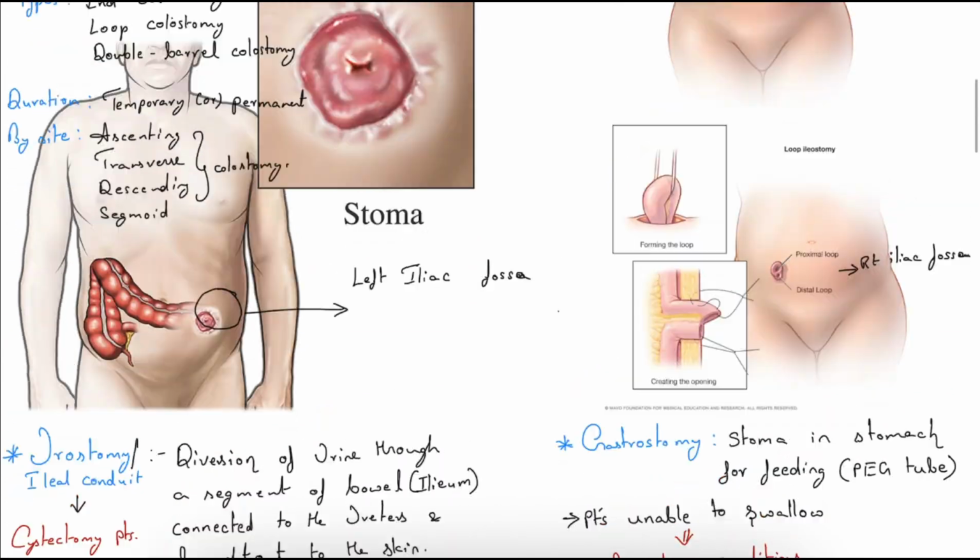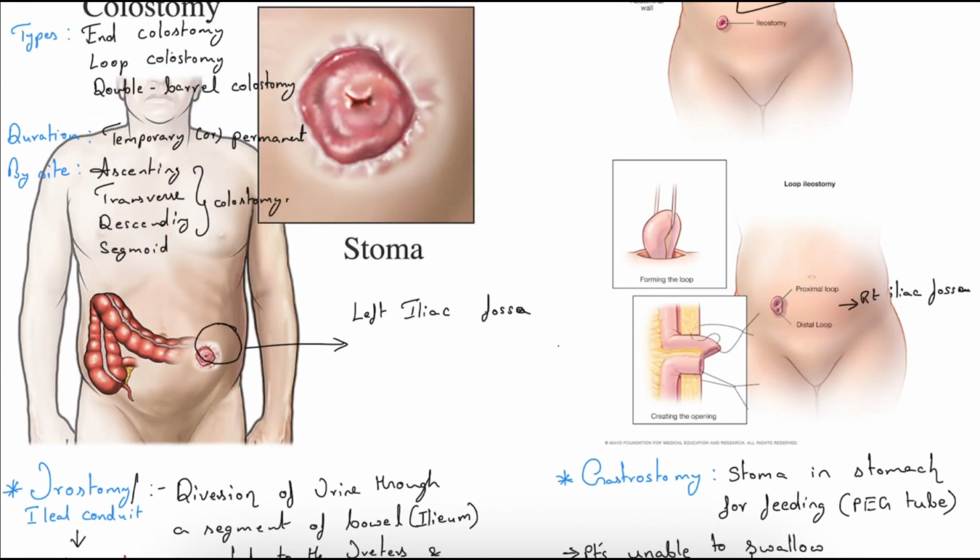First one we can see here is end ileostomy. In end ileostomy, one end of the ileum is brought to the skin, and it is used after total colectomy or proctocolectomy, or for permanent diversion. Next we can see loop ileostomy. Loop ileostomy is the most common temporary stoma.